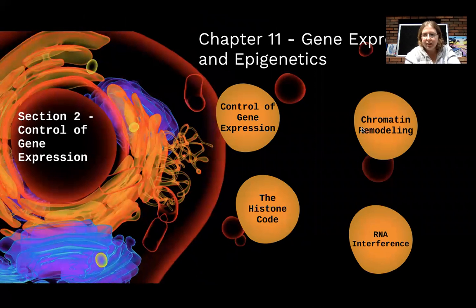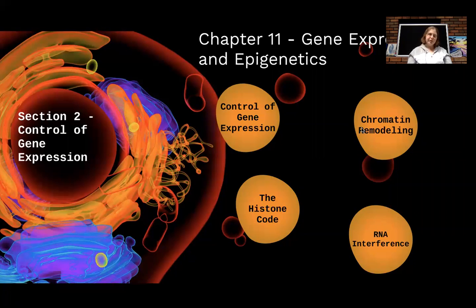All right, and that looks like the end of section 2. So in conclusion, as a reminder, these chemical groups can be added to the DNA or the histones, and they will affect DNA expression. The 3 main groups are acetyl groups, which allow for transcription, methyl groups, which prevent transcription, and phosphate, which do a little bit of both.